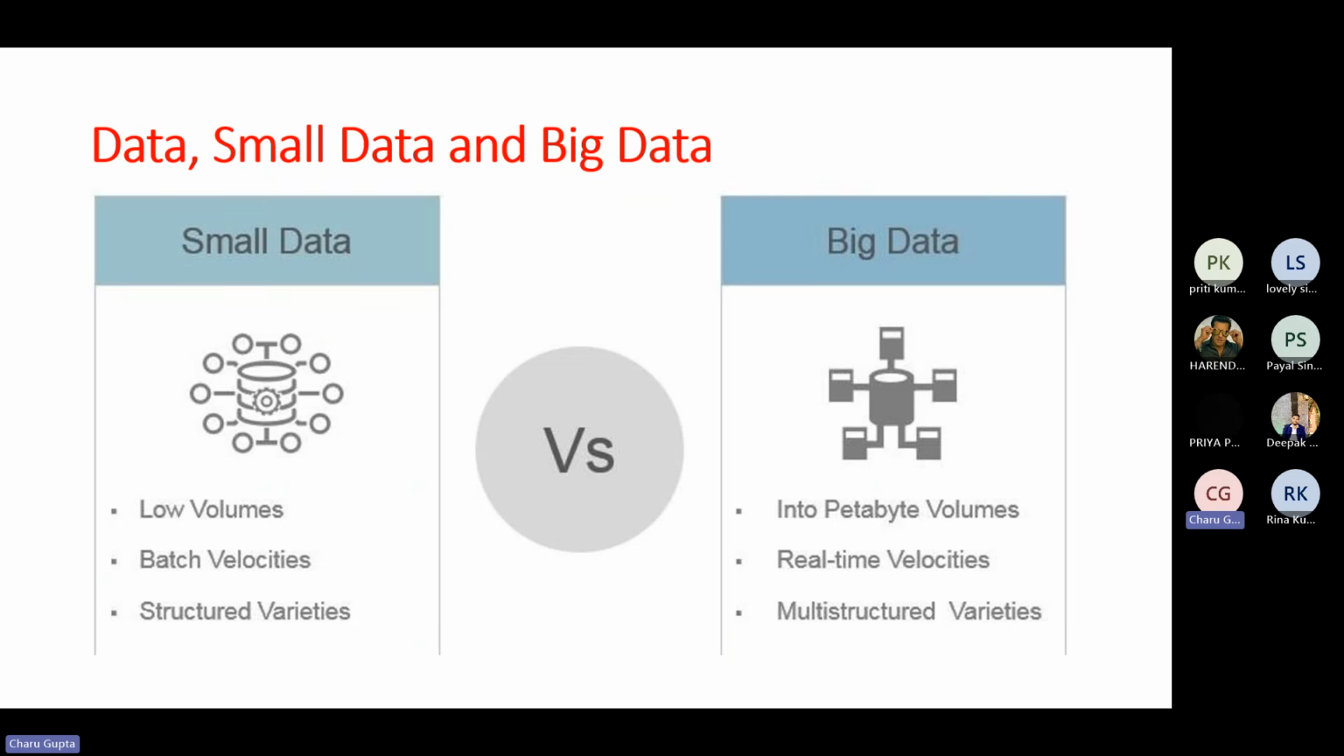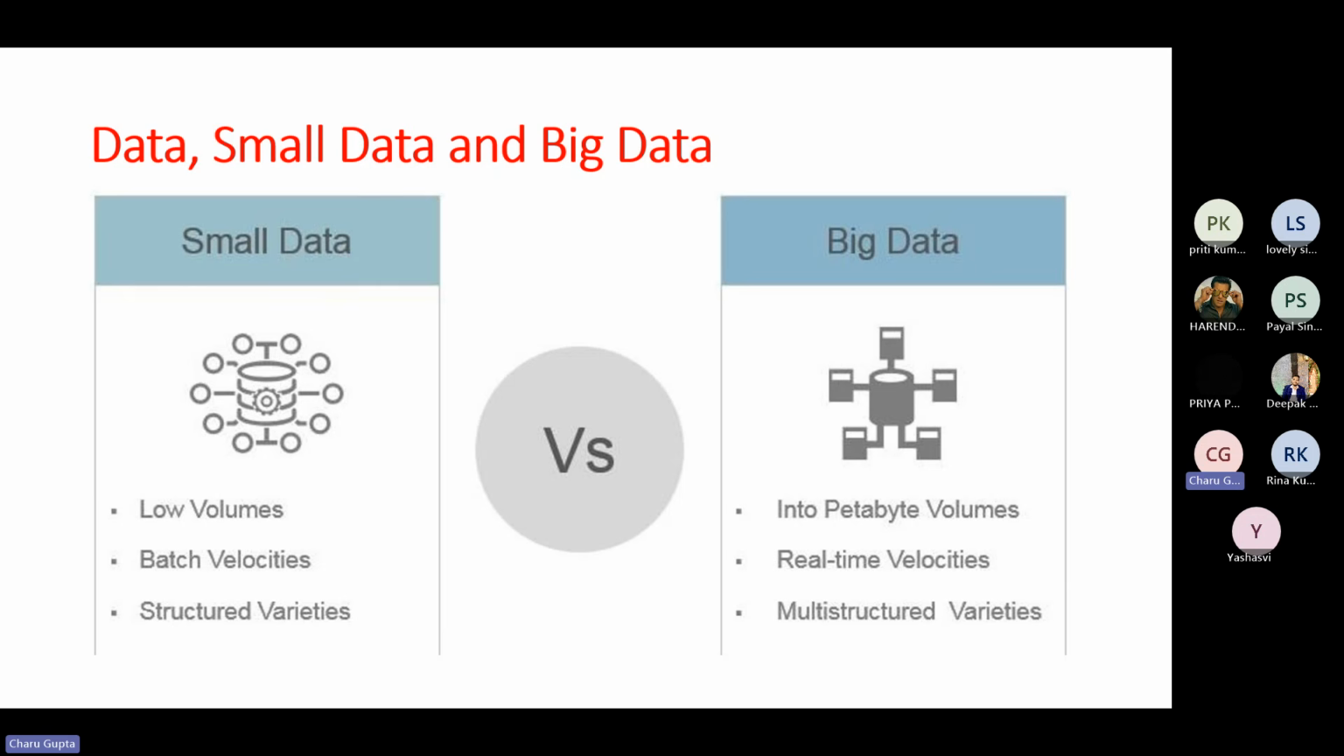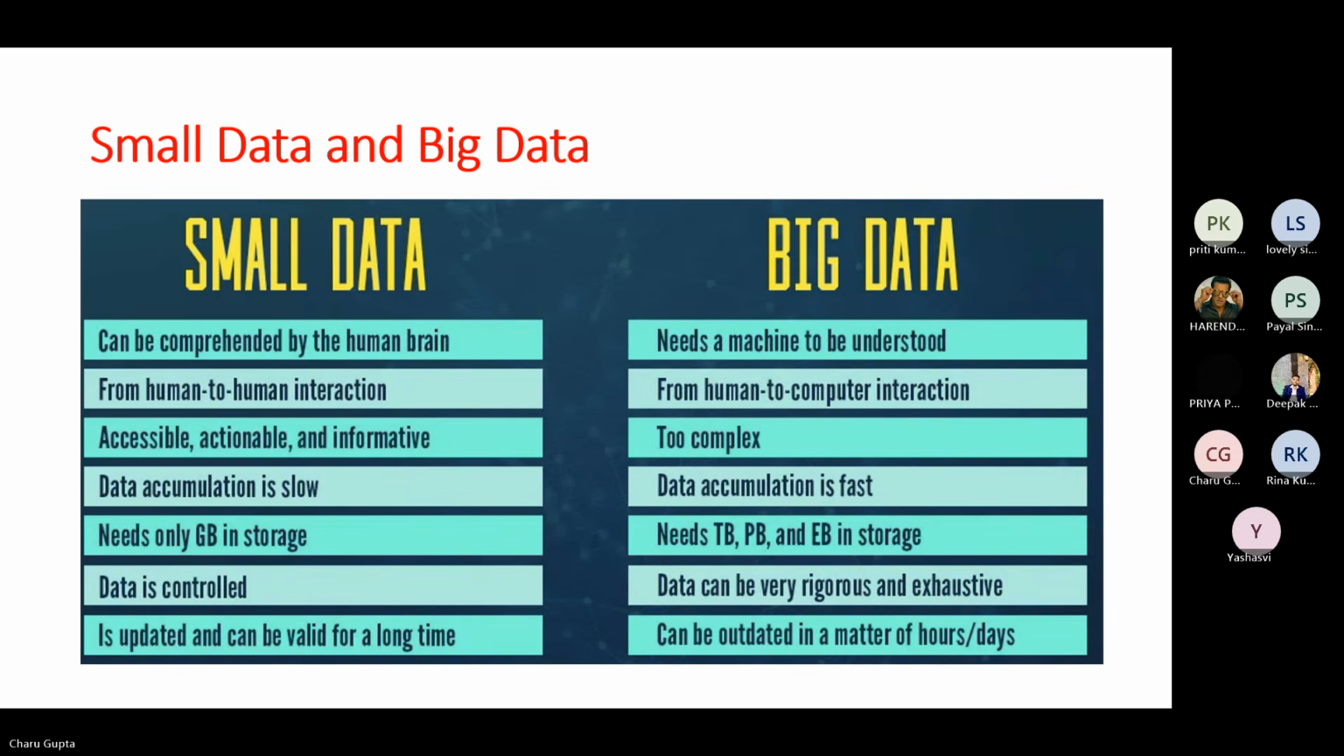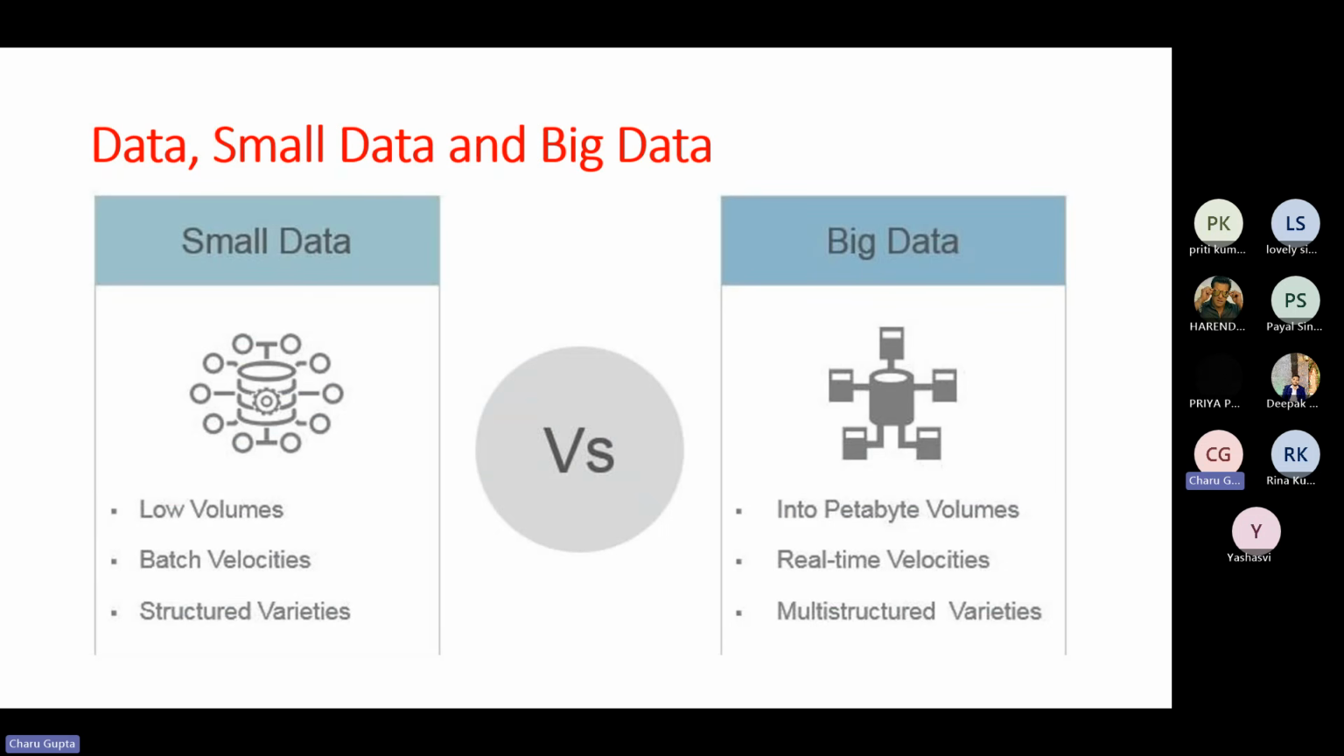Small data is in low volumes, it has batch velocities, and it is in a structured form. While big data is in very huge volumes, it has real time velocities. Every second the data is changing, every second the data is being updated, and it consists of multi-structured varieties. This is another difference. I give an example of small data. Small data is your result, right? Which is being updated in batches, like odd semester result, even semester result, or course wise result. It goes with a batch.